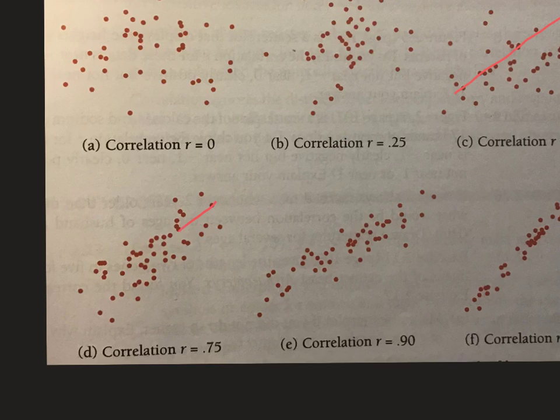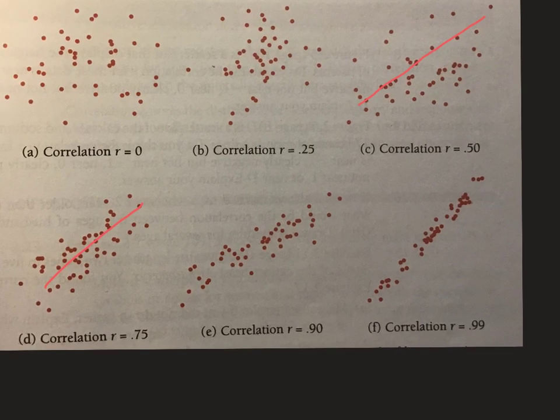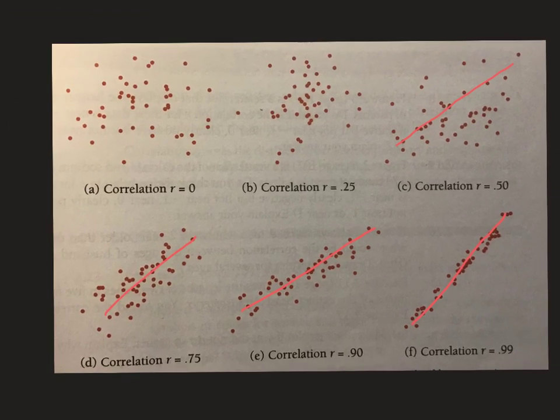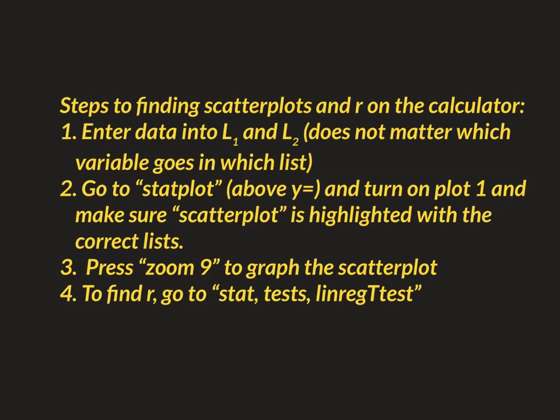0.75, getting even better right there. 0.9, getting really strong, and then of course 0.99 is almost perfect. So the closer you get to 1, the better. Same thing works with negatives, except it's going in the opposite direction. Closer to negative 1 is still a very good fit.